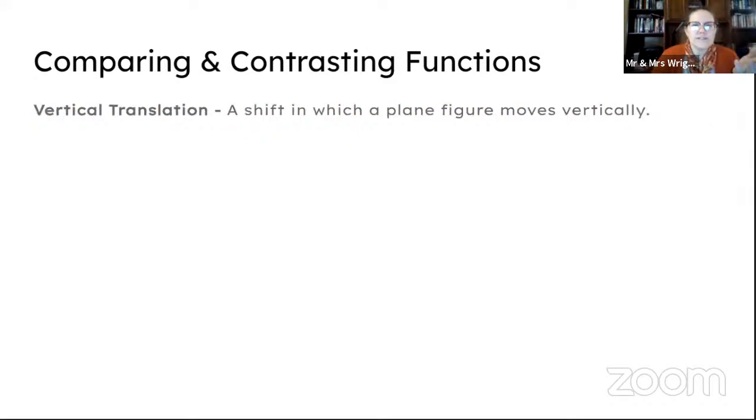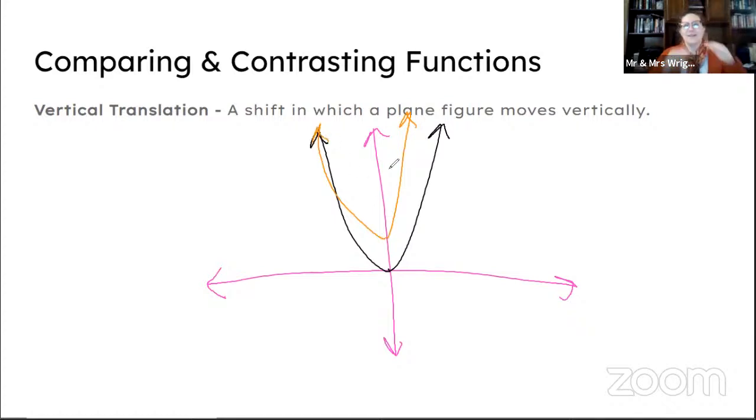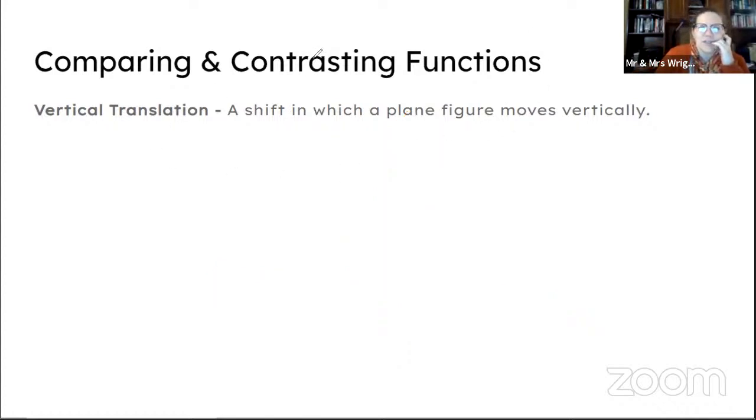A vertical translation, just like a horizontal translation, is when you're going to move a graph. But this time, instead of moving it horizontally, we're going to move it vertically. So here's graph 1, and here's graph 2. Oops, I didn't do that very well, but we just took the first graph and moved it up just a little bit. That's all we did, no other changes. That's a vertical translation, or a vertical shift, which can also move downwards.